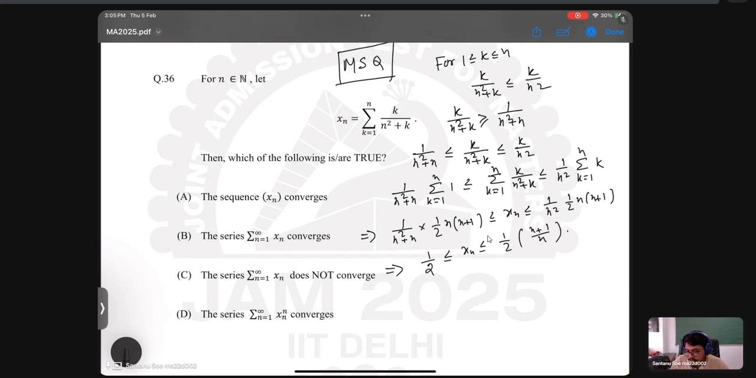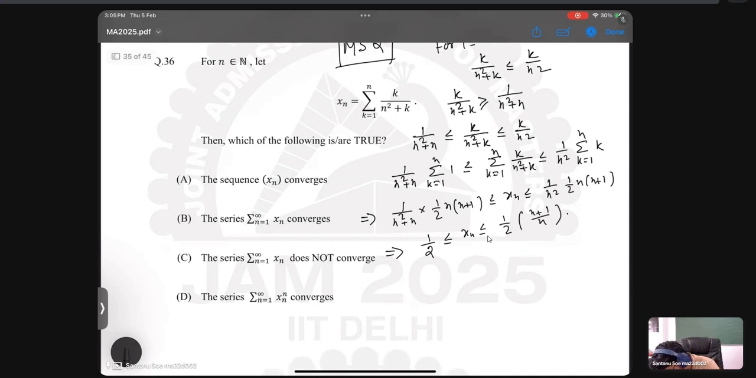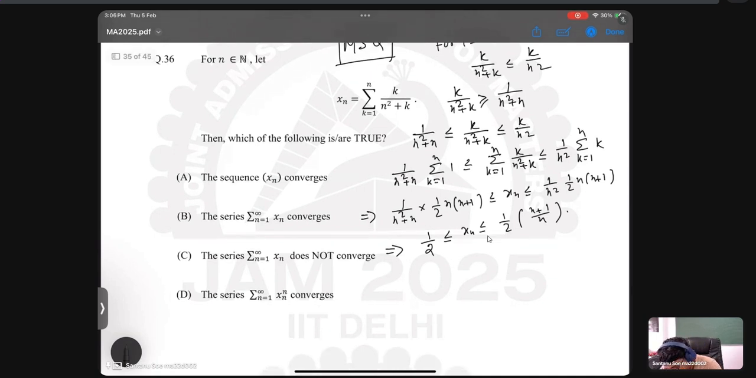Now there is a very famous theorem in analysis, which we all have studied in our bachelor's, called the sandwich theorem. Sometimes it is also called the mousetrap principle. Using this theorem, we can prove that the limit of x_n is half.